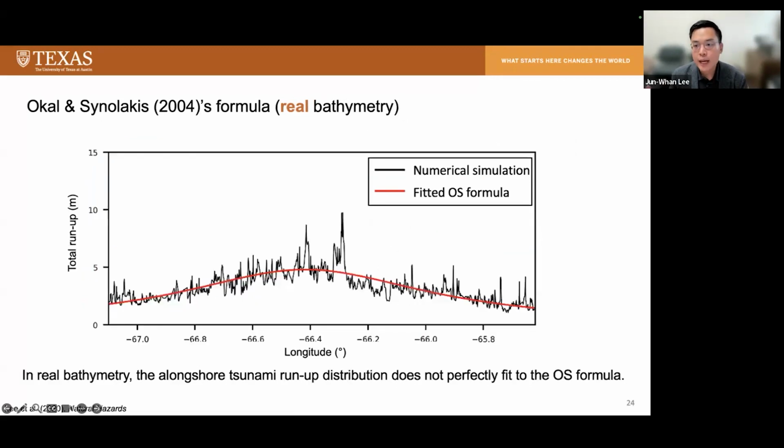However, in real bathymetric conditions, of course, the along-shore tsunami run-up distribution does not perfectly fit this empirical formula due to the interaction between the tsunami and the local topographic characteristics, like this figure.